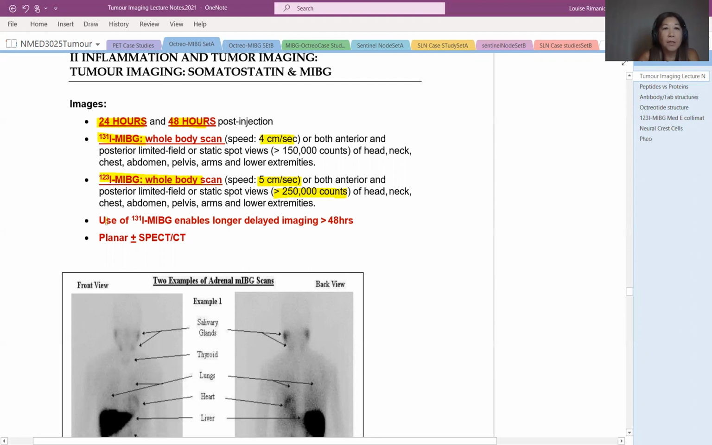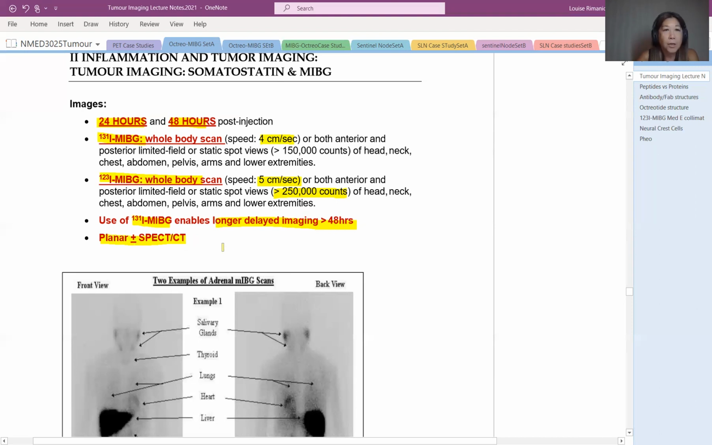One of the advantages of using I-131 is that it does allow you to go beyond 48 hours with your delayed imaging, which may be necessary. Sometimes these tumors can take a while to localize the tracer. With I-123, you really can't go much beyond 48 hours. And as I said, planar plus or minus SPECT CT.